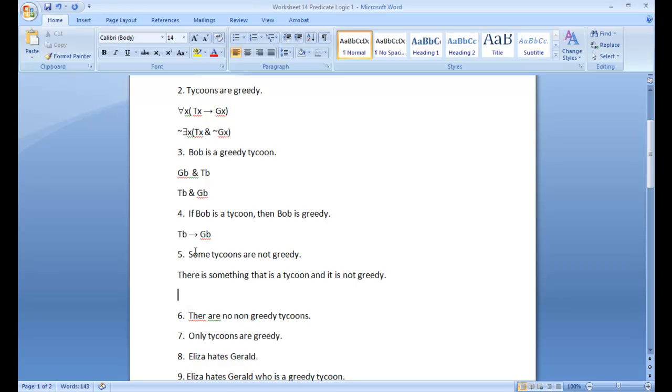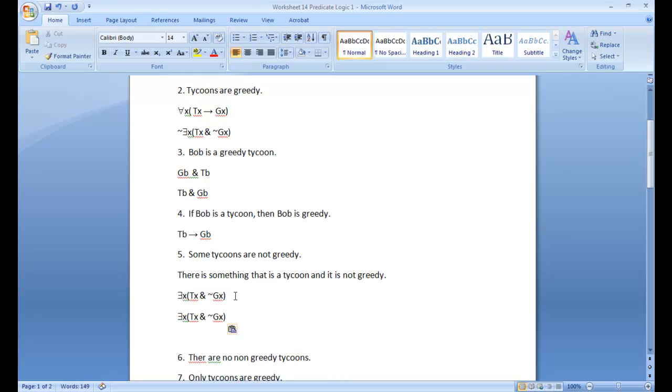And so that would translate quite naturally into there exists an X such that X is a tycoon and X is not greedy. Okay? So one very common mistake, as we've mentioned in the screencast, is to translate this statement using a conditional. Now, why is this a mistake?